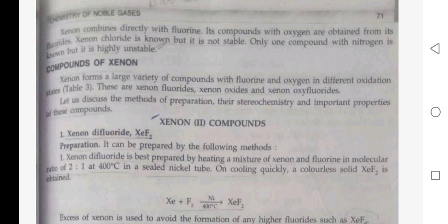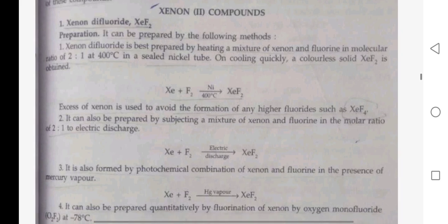Let us discuss the methods of preparation, stereochemistry and important properties of these compounds. Xenon compounds: xenon difluoride preparation. It can be prepared by the following methods. Xenon difluoride is best prepared by heating a mixture of xenon and fluorine in a molar ratio of 2:1 at 400 degrees Celsius in a nickel tube. On cooling quickly, colorless solid xenon difluoride is obtained.